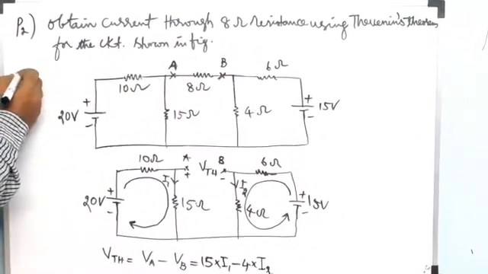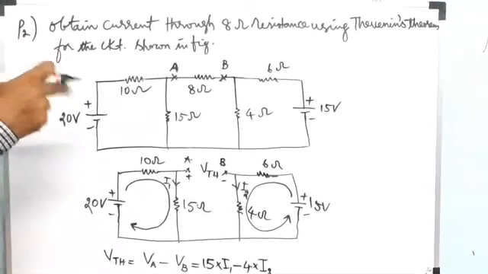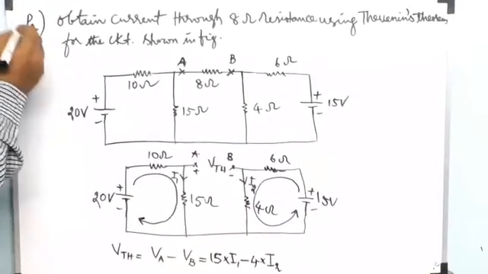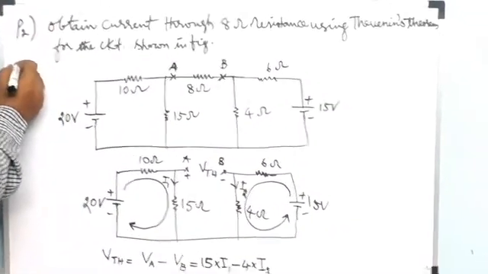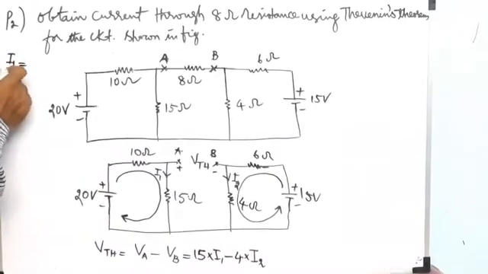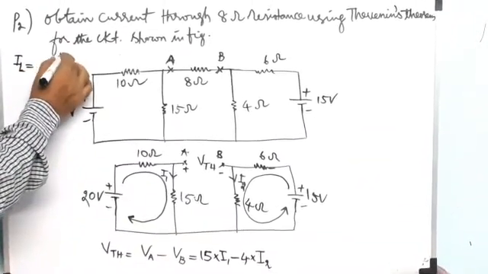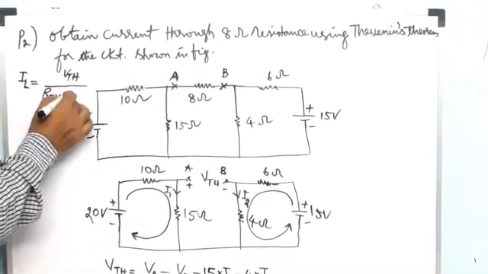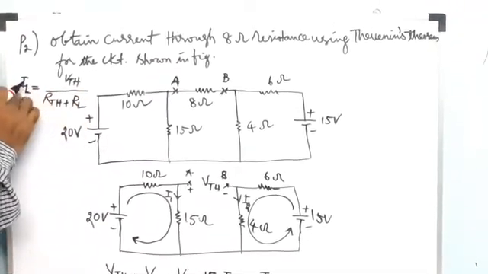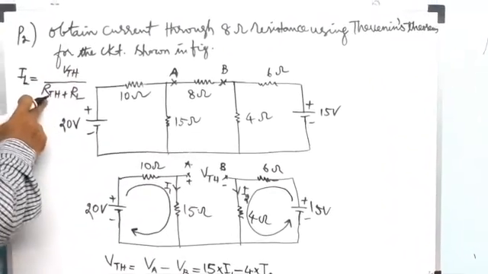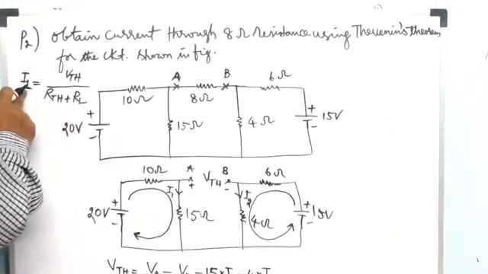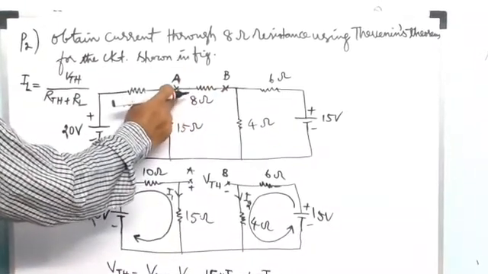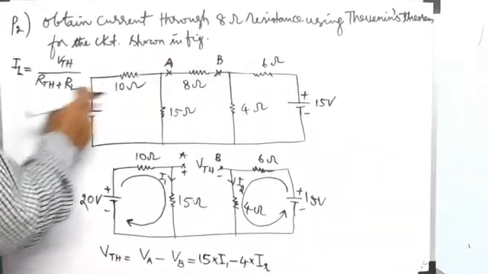I will give you a reminder, refreshing Thevenin's theorem. By applying Thevenin's theorem, how do we find the current in these two terminals? IL is equal to VTH by RTH plus RL. You remember these formulas, whatever it may be. IL means the current where you want to find it, that is the line current, across the two terminals.